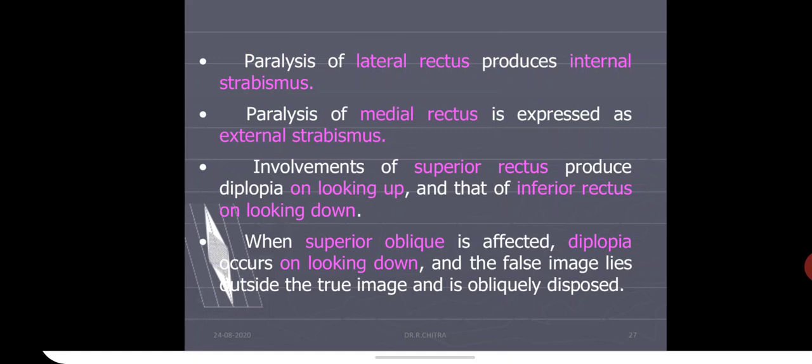Involvement of superior rectus produces diplopia on looking up. That of inferior rectus, diplopia on looking down. So the strabismus is more pronounced in paralysis of the lateral and medial rectus muscles. When superior oblique is affected, diplopia occurs on looking down. So we have completed the extraocular muscles of the eyeball.